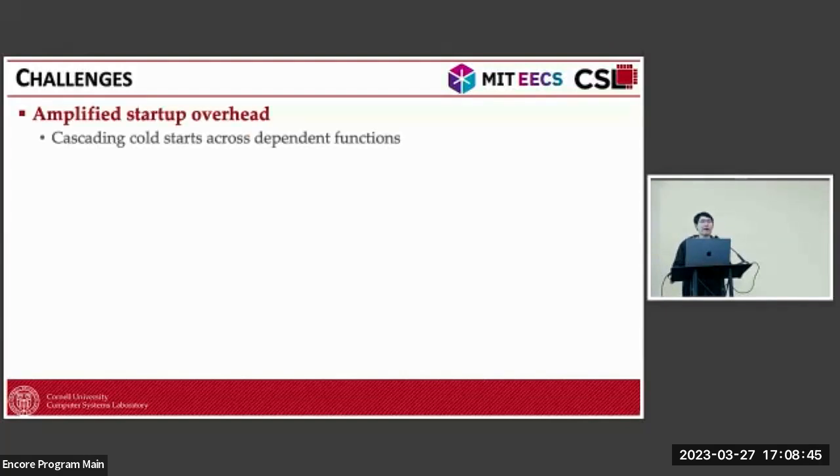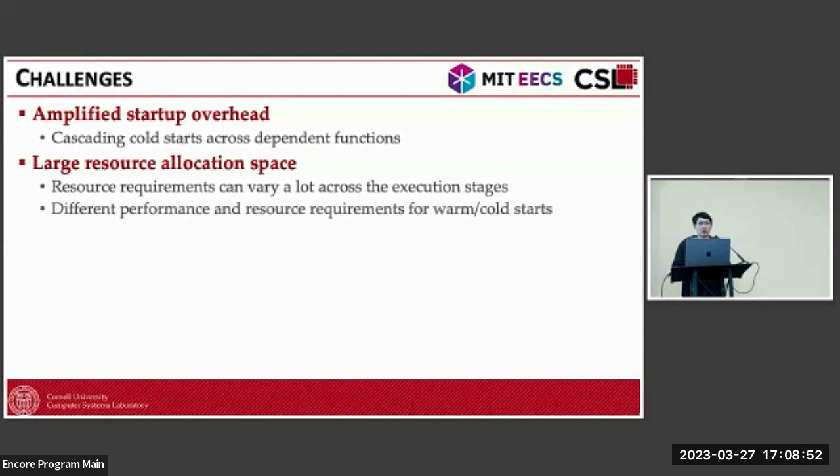So first, we have amplified startup overheads, which are caused by cascading cold starts across dependent functions. Second, workflows have large resource allocation space. Resource requirements can vary a lot across different execution stages of the same workflow. Additionally, even for the same function, warm and cold starts can lead to different performance behavior and resource requirements, making the resource allocation problem even more complex. Without proper resource allocation for each stage, the workflow can suffer from quality of service violation and increased execution cost.